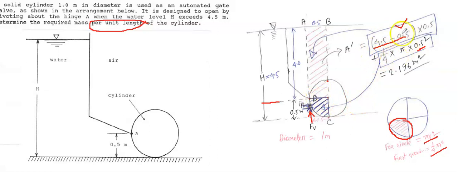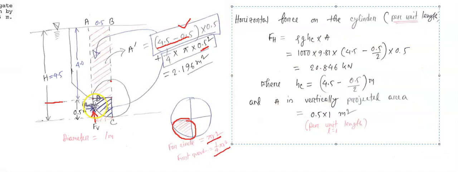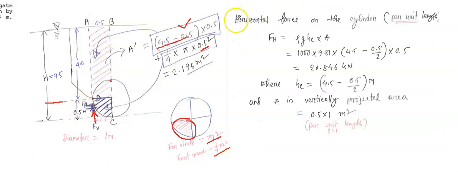So if we simplify this equation, then we will get the total area is 2.196 meter square. It is area, you can see this unit, so that is area. So now we will calculate the force, actually the horizontal force and the vertical force. So let's calculate the horizontal force at first.